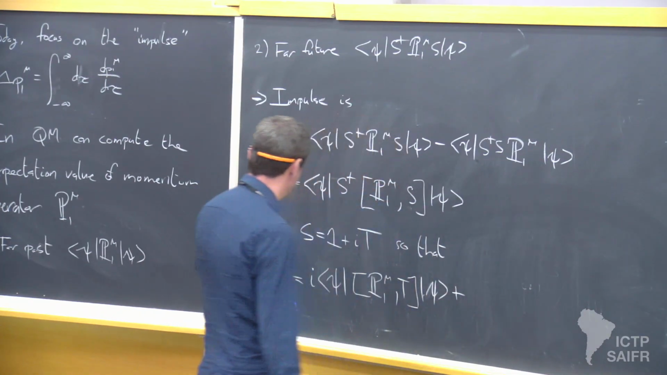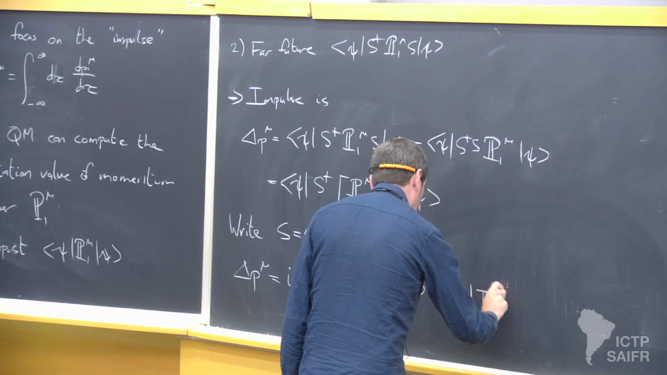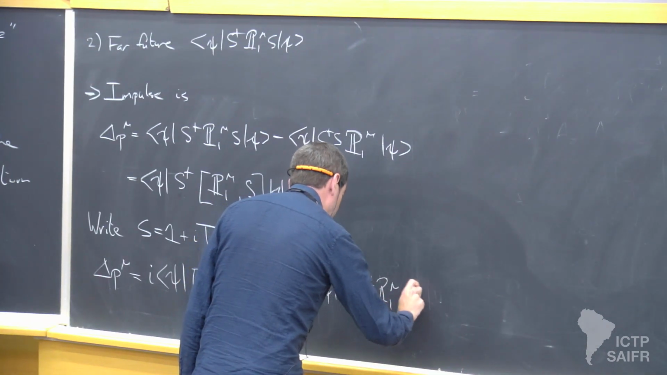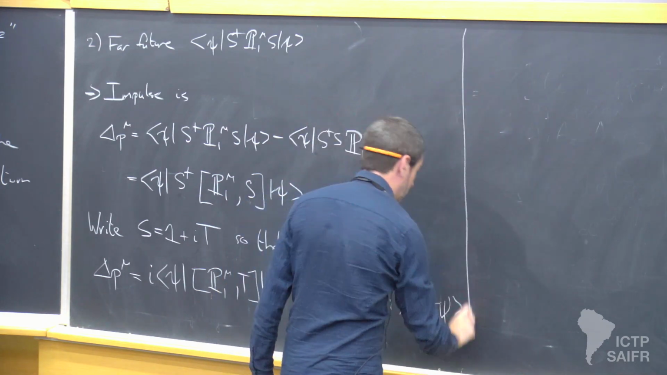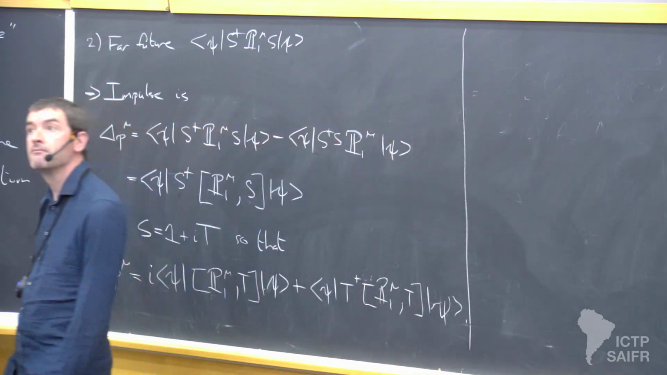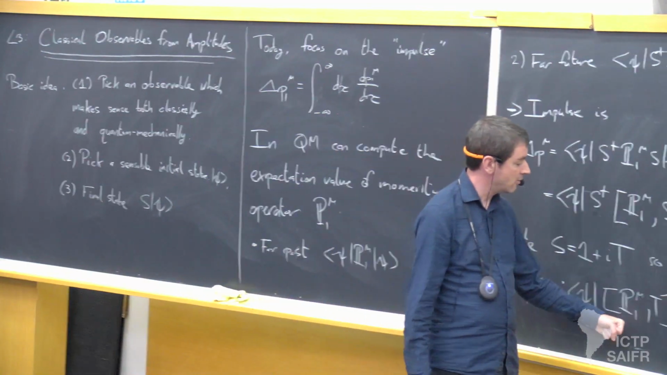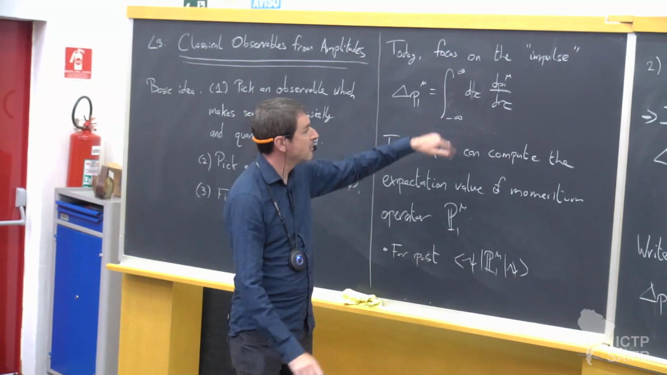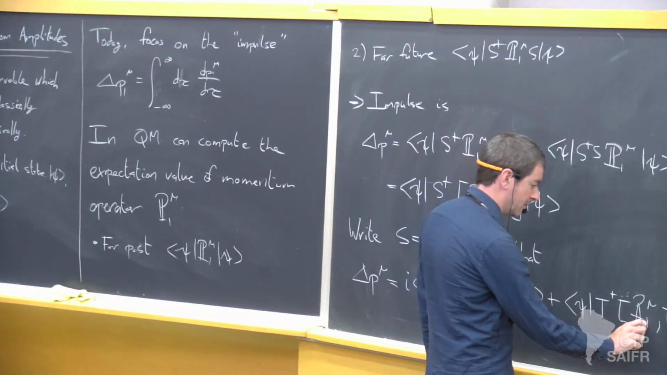And the other term then is just going to have two T's. Psi, T dagger, commutator of P1 mu and T, and psi. It would be 0 if I looked at the total momentum, but here I'm just looking at the momentum of particle 1. So this should be momentum operator particle 1, momentum operator particle 1.